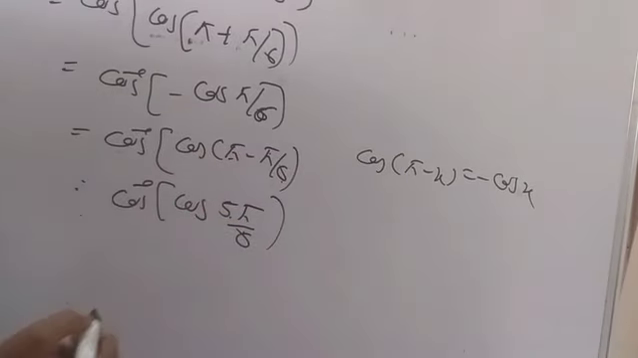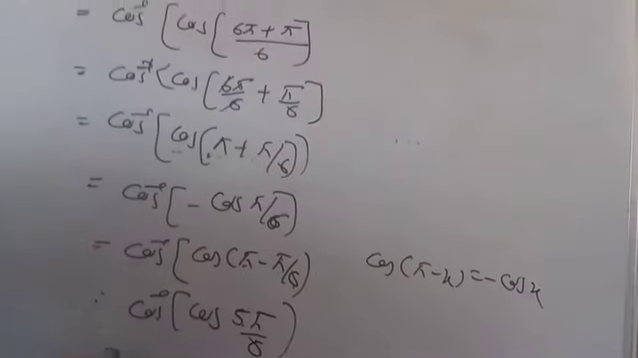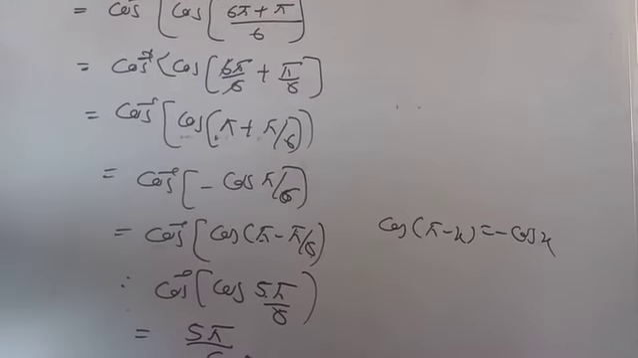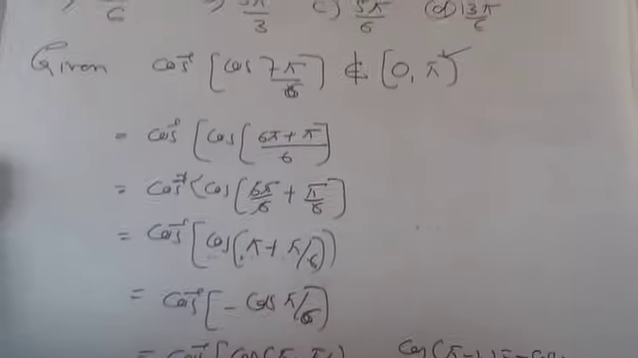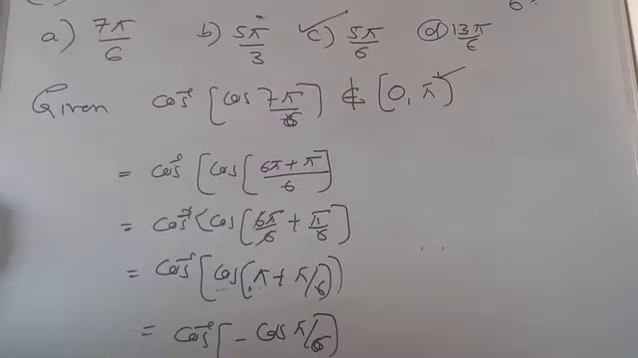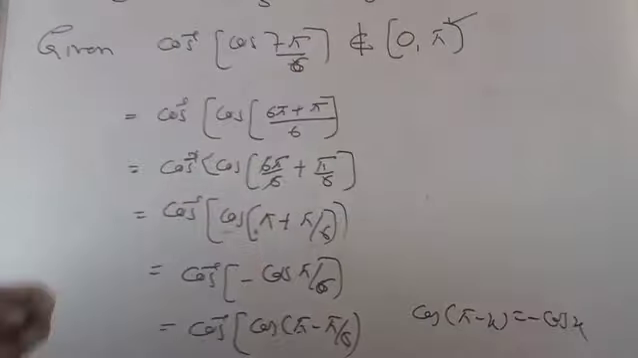5 pi by 6 is nothing but 150 degrees. So this belongs to the range of 0 to pi. Therefore the answer of cos inverse of cos 7 pi by 6 is 5 pi by 6. This is the principal value of cos inverse of cos 7 pi by 6. Therefore option C is the correct answer for this. 5 pi by 6 is the correct answer.